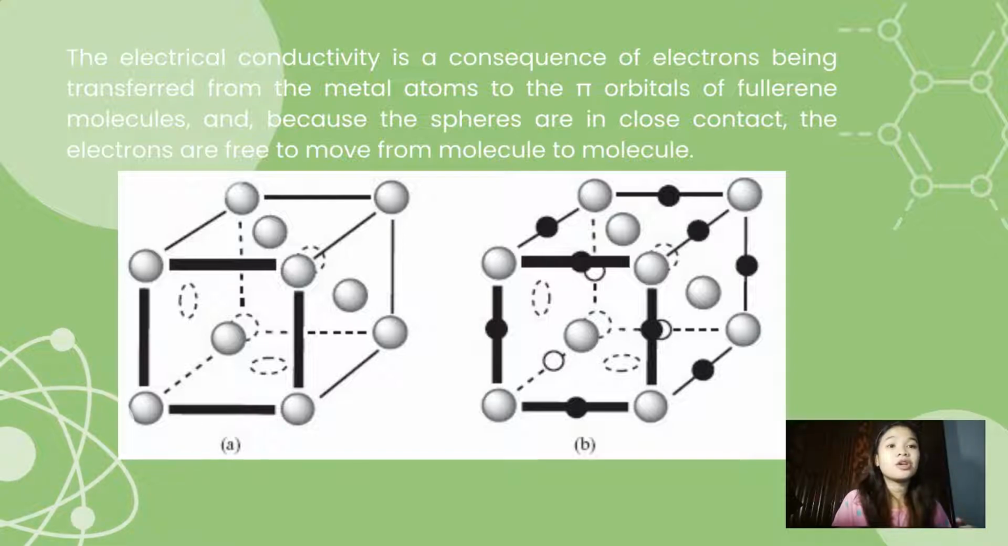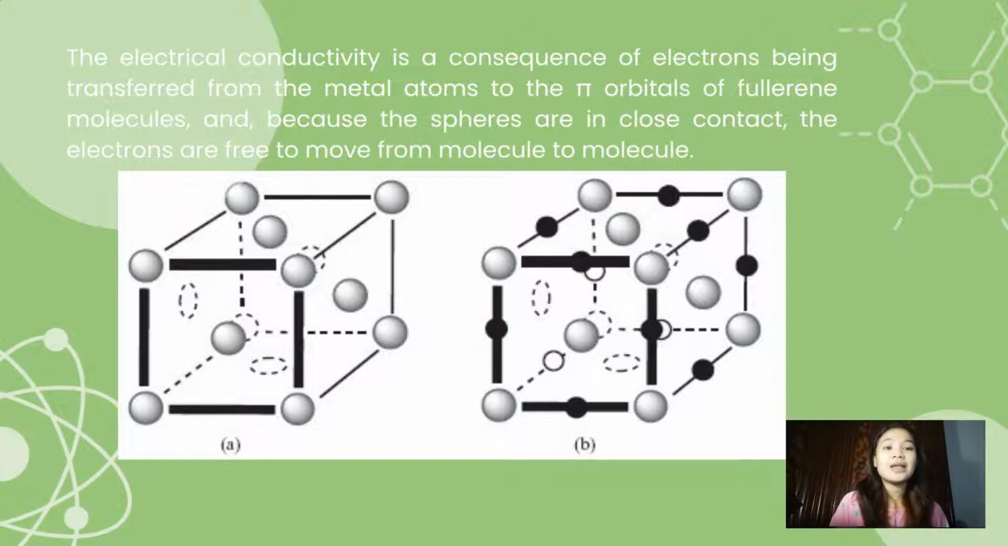Here in figure B, the face-centered cubic, or FCC, structure can accommodate no more than 3 metal atoms per C60 molecule. The presence of 6 metal atoms, as in M6C60, results in the reorganization of the lattice and the loss of electrical conduction.